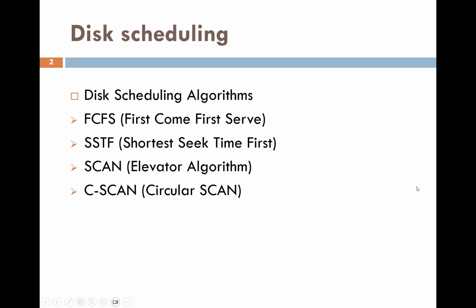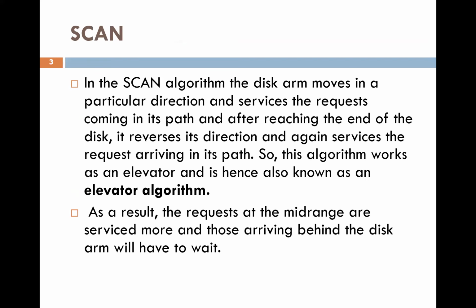Okay. So as we know, there are four disk scheduling algorithms. First come first serve, that is FCFS, then SSTF, that is the shortest seek time first, then the scan algorithm, which is also called the elevator algorithm, and the last one is C-scan, that can also be called the circular scan algorithm. Out of these four algorithms, the first two we have seen in part one of the disk scheduling video. So in this video, we see the scan algorithm and C-scan algorithm. So let's continue with the scan algorithm here.